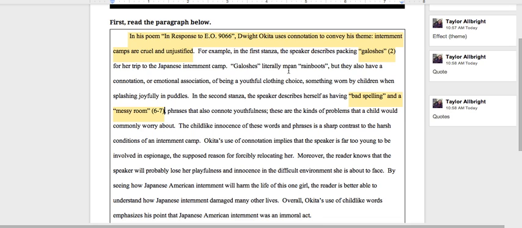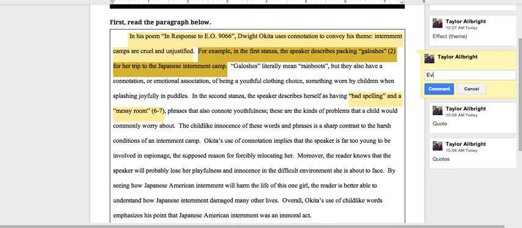The context would explain what is happening in the poem. The word galoshes or the words bad spelling don't tell me what is going on in the poem at the time where the quote took place. So here I see that it says the speaker describes packing galoshes for her trip to the Japanese internment camp. This description of packing for a trip, in this case a trip to the internment camp, this description gives me context. So this whole line will serve as my evidence, including context and the quote.